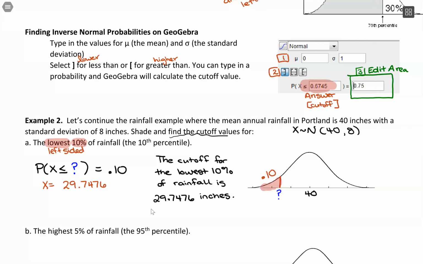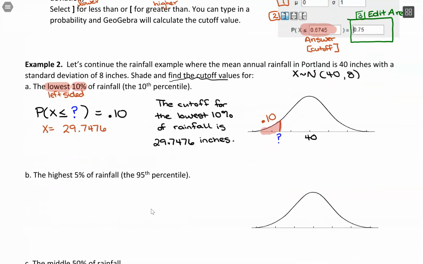So this value also represents the 10th percentile. You can see this wording I added there. So that's what this image represents, is this lower 10%. So I could also say the cutoff for the 10th percentile of rainfall in Portland is 29.7476 inches, or you could say about 30 inches, or however you want to round it. Let's look at another example.